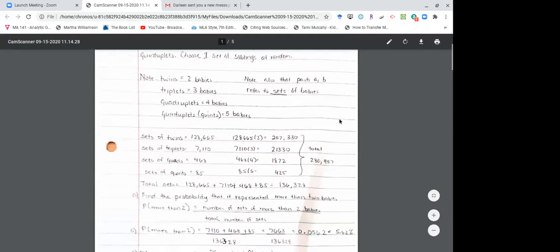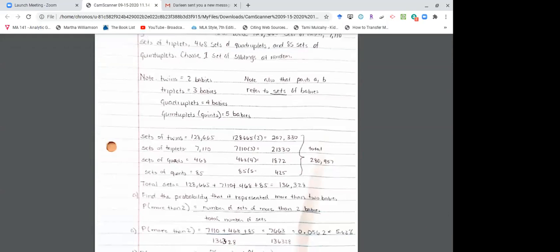Now, you might have been able to get through those. Sometimes people have a little bit of a difficult time with the third one. The third one says choose one baby from these births, not a set. So you're not choosing a set of siblings. You're choosing one baby from that. So in this case, we're not looking at the total number of sets, which is 136,328. We're looking at the total number of babies, which is 280,957. So be careful with that.